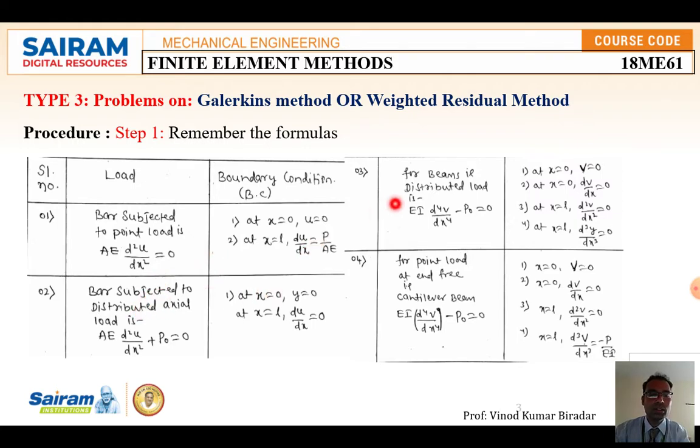Now coming to the third type of problem, that is for a beam with a distributed load. These are the two beam problems. For a beam with a uniform distributed load, use the formula EI d⁴v/dx⁴ minus the load, which is equal to 0, where E is the Young's modulus and I the moment of inertia. Then for beams you have to apply the 4 boundary conditions to solve for the deflection.